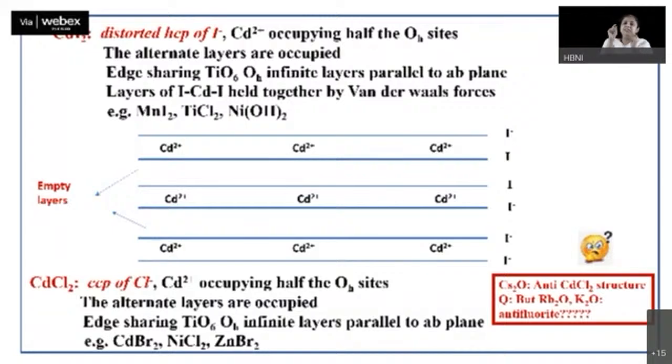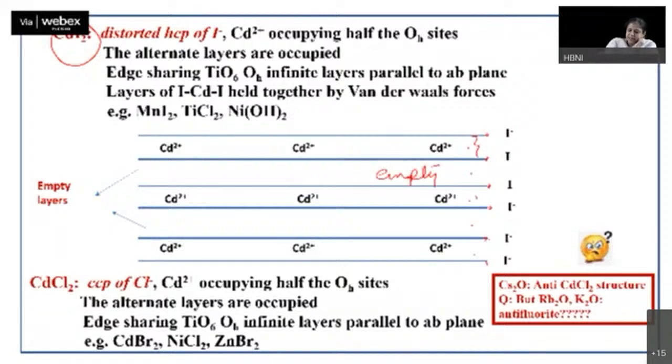And that is precisely the reason why cadmium iodide has got a layered structure. Suppose these are all the AB layers of iodide, and in between we have octahedral voids. Only one layer is occupied, this layer is empty.